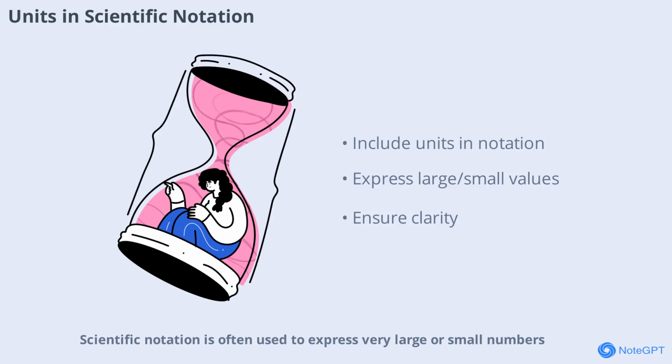Scientific notation is often used to express very large or small numbers, especially in physics. When using scientific notation, always include the unit to provide context. For example, 3 × 10⁸ m/s specifies the speed of light in meters per second. This practice ensures clarity and avoids confusion.